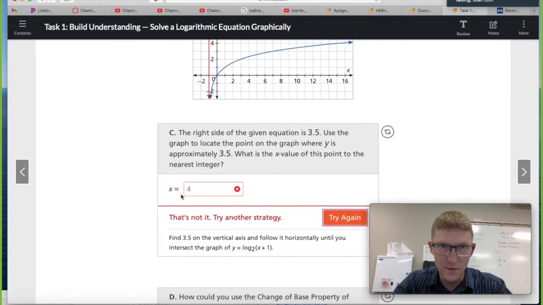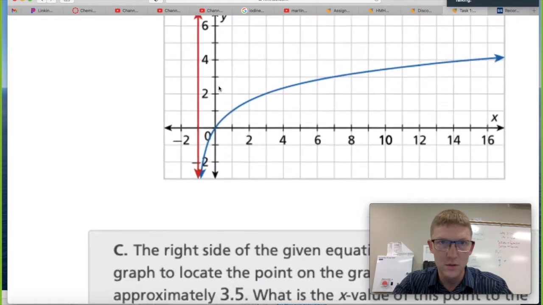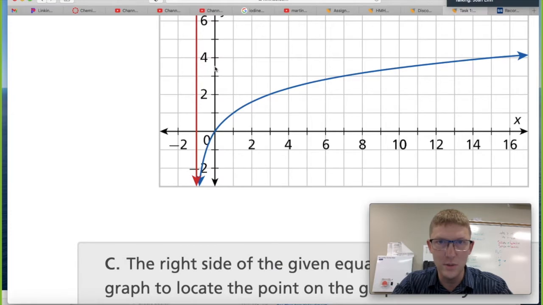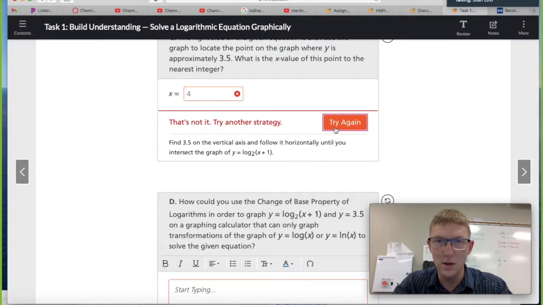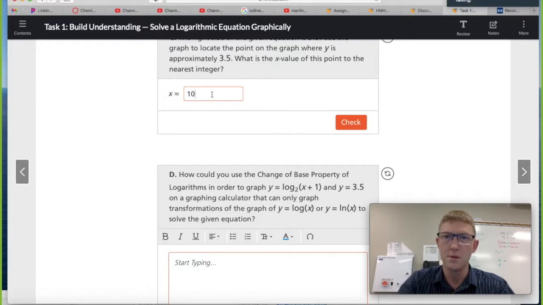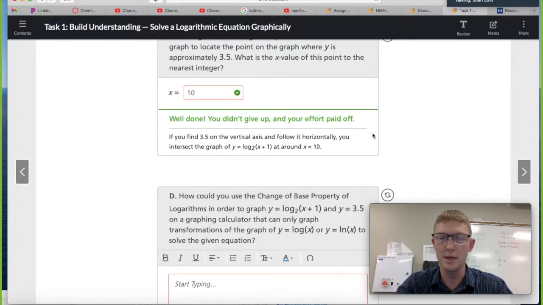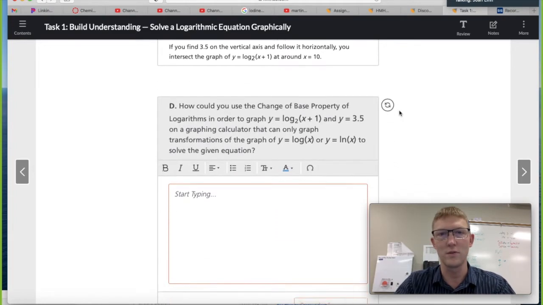Find 3.5 on the vertical axis. So here's 3. Oh, I was down here. Zoom in. I was down here. I should have been up here. That was my fault. Okay, let's go 10. 10 seems like a good try here. Oh, look at that. When you use the right stuff, you get the right answers.